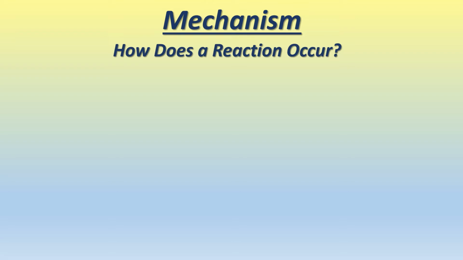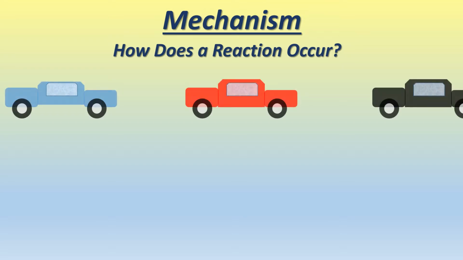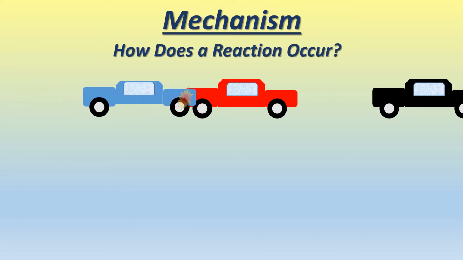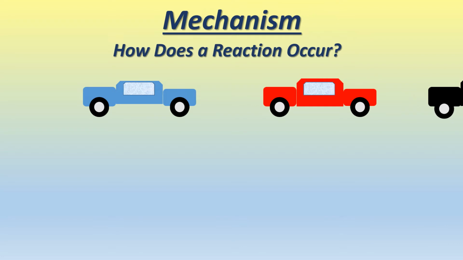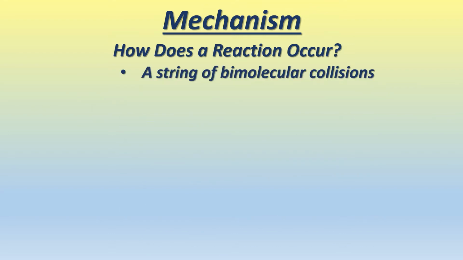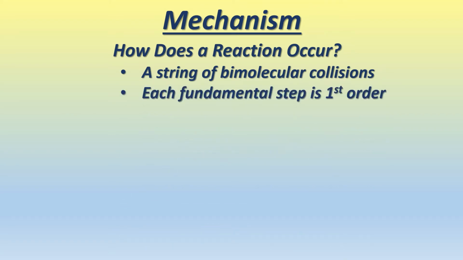If you think about a reaction, it's a bunch of molecules colliding. In the real world, multiple things will not collide with each other simultaneously. If you think of any accident on the highway where several cars get involved, all those cars do not hit each other at once. What always happens is car A hits car B, which gets pushed into car C, which gets pushed into car D, and so on and so forth. The same occurs with a chemical reaction. A reaction is a string of bimolecular collisions, meaning molecule A collides with molecule B.